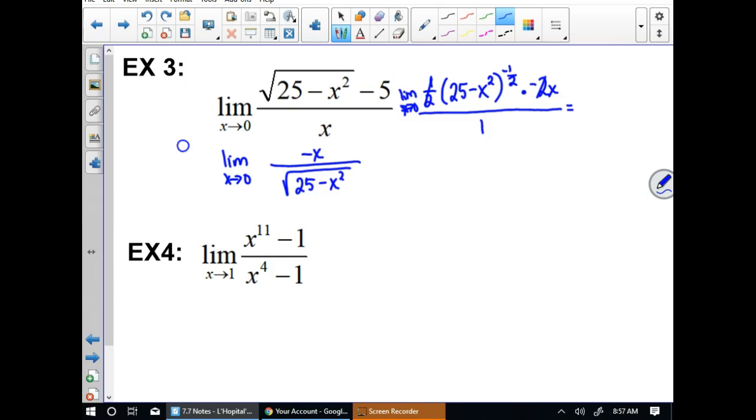And so now, if we plug in, we get negative 0 over the square root of 25 minus 0 squared, which is going to give us 0 over the square root of 25, which is 5. And what is 0 over 5? 0. So we get 0 for our limit there. Okay, questions?